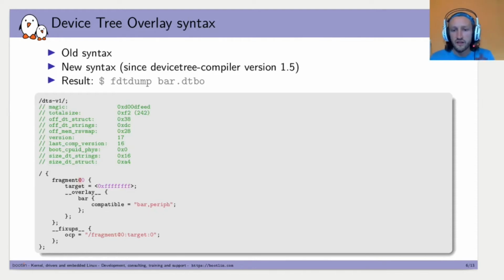Just to see the result, I have dumped the bar overlay device overlay with the fdtdump command, and the result is the same for the old syntax and the new syntax. So we can conclude that the device tree compiler is changing the new syntax to use the old syntax name. But we don't need to use the old syntax anymore because the device tree compiler does it for us.